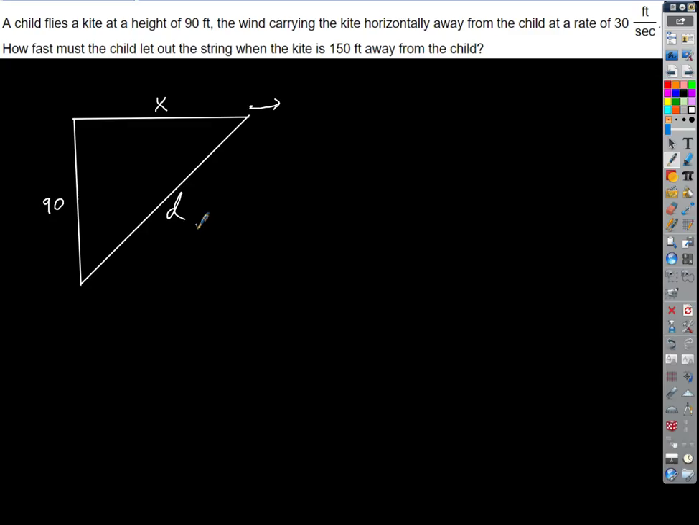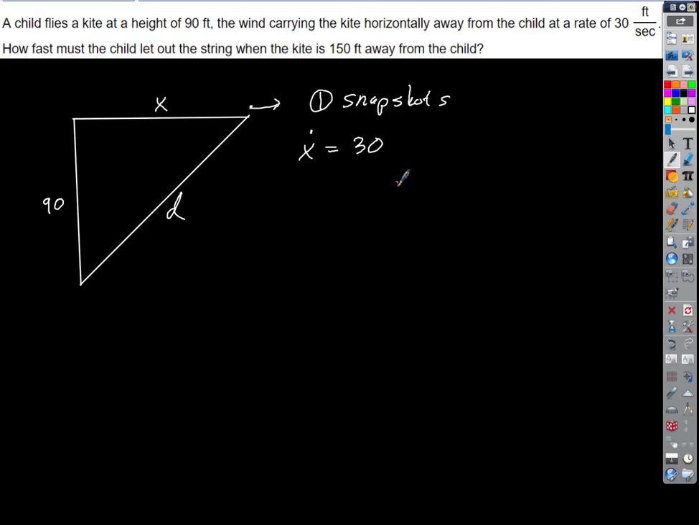We're going to write down some snapshot values of the variables. But that's 90 always, okay? So then what are our snapshots? This is number 4 on the second problem set. So what do we got here? Which rate is that? If the wind is carrying the kite horizontally away from the child at a rate of 30, it's X dot, good. Okay. So X dot is positive or negative? Positive 30, and the units are feet per second.